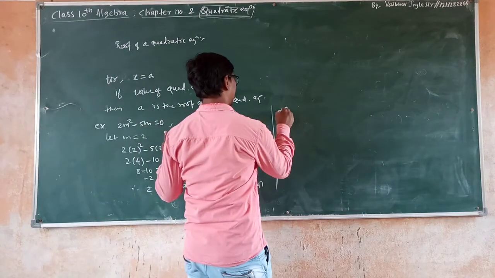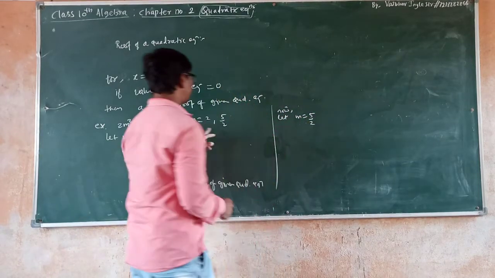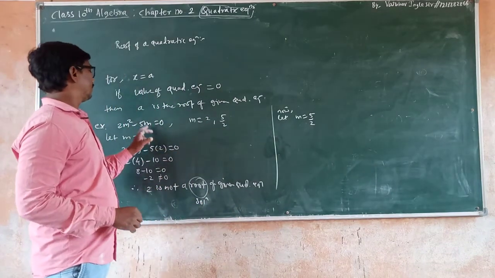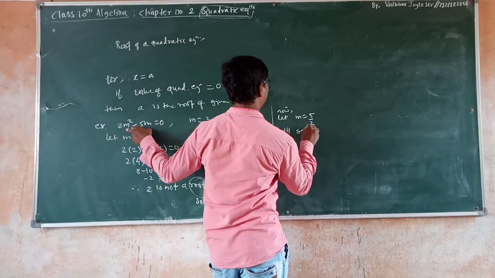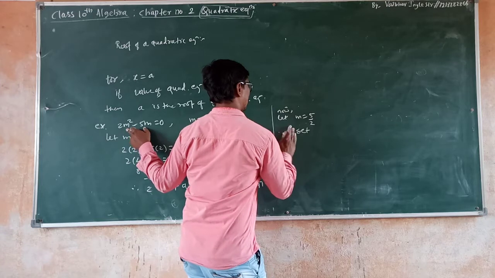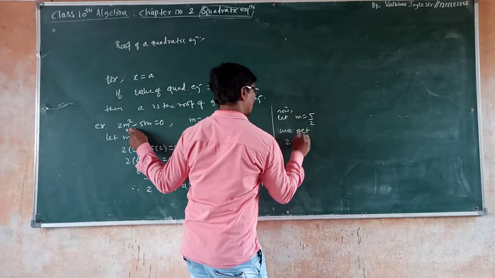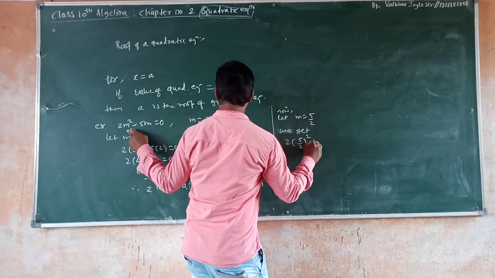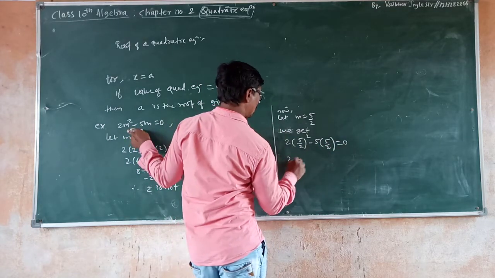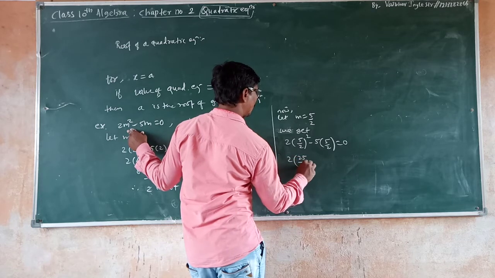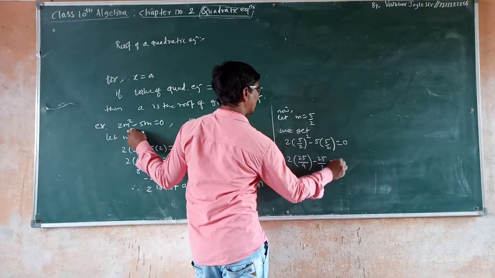Now let m equals 5 by 2. Now put 5 by 2 instead of m. So what we get is 2 into m square, that is 5 by 2 square, minus 5 into 5 by 2, equals 0. So this will be 2 into 5 square, that is 25, by 2 square, 4, minus 5 into 5, that is 25, by 2, equals 0.